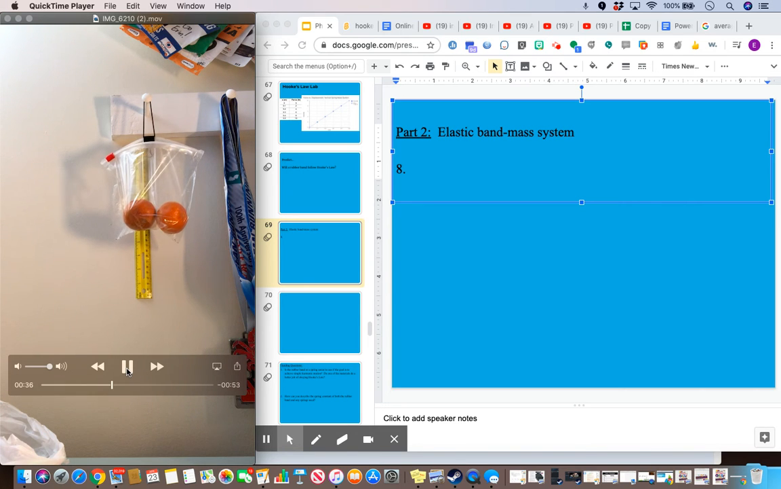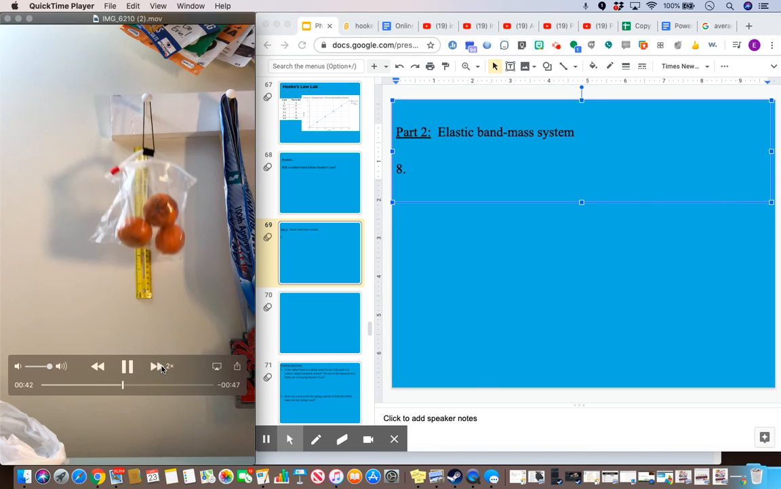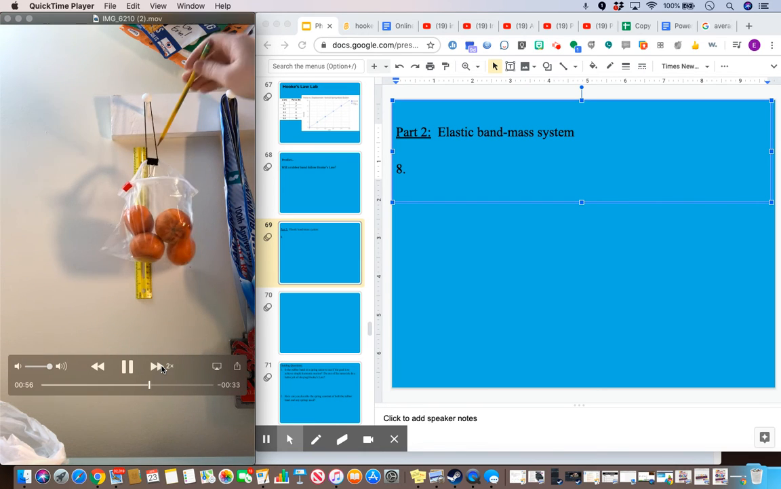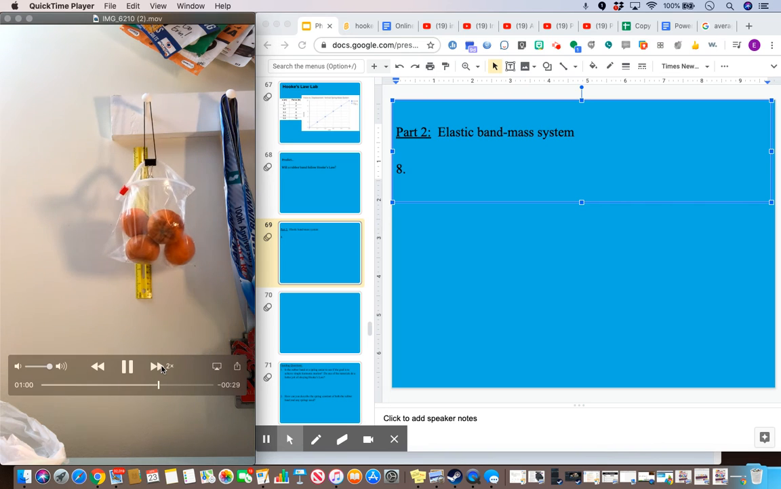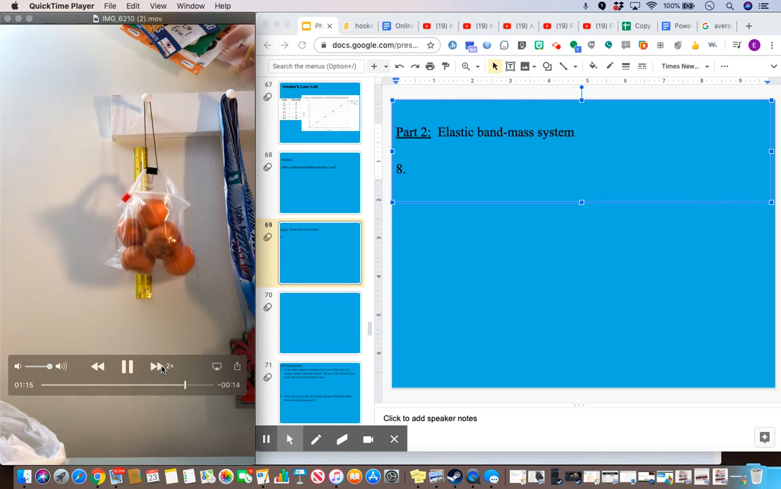I then add 3 clementines. It stretches to 6 centimeters. 4 clementines, I get 7.5 centimeters. 5 clementines, I got 8 centimeters. 6 clementines, I get 9 centimeters. I was afraid my hair tie was going to break, and the rest of my clementines were moldy, so I stopped there.